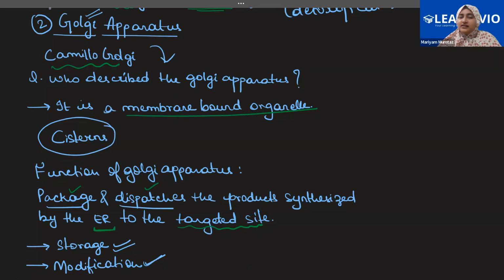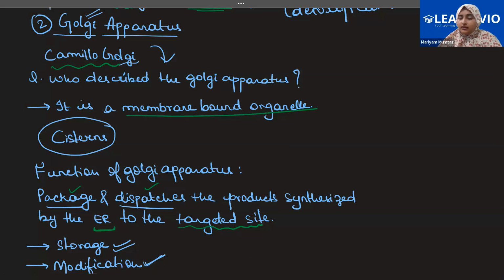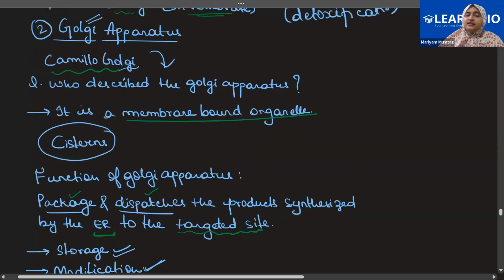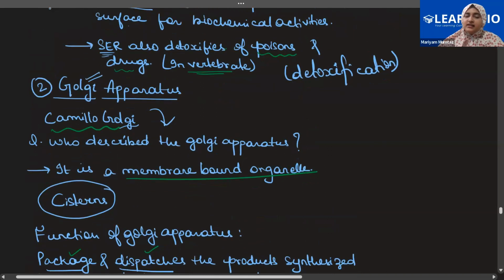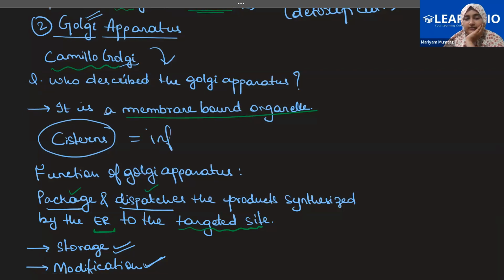Now, the Golgi apparatus is named as such because the person who found it was Camillo Golgi. So this cell organelle is named after that person. It is a membrane-bound organelle, and in the Golgi apparatus there are many cisternae present. Cisternae are infoldings that are present.